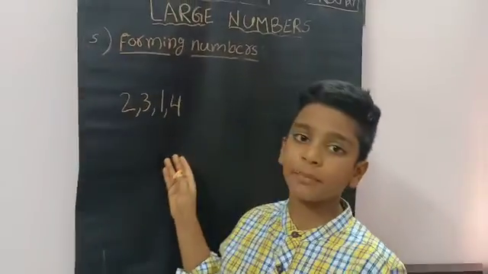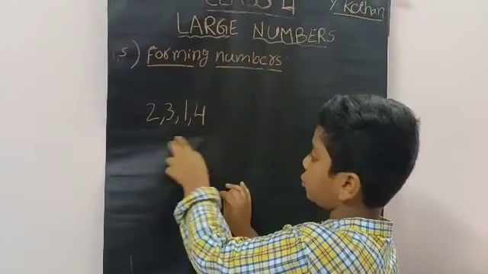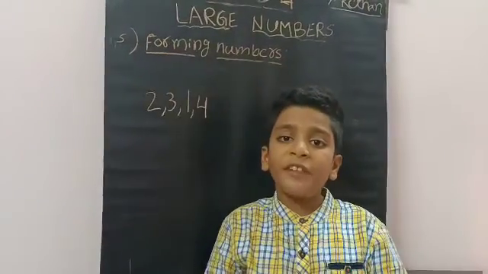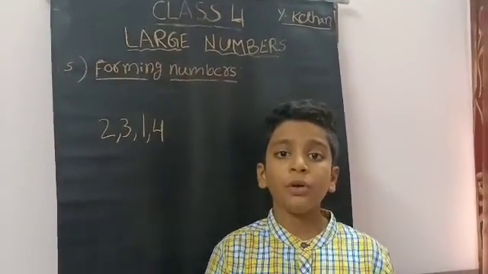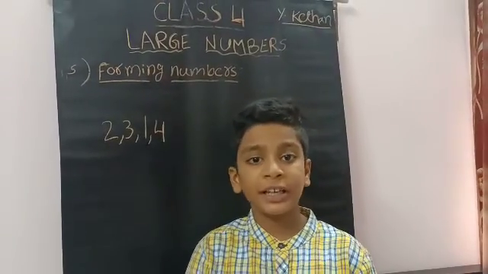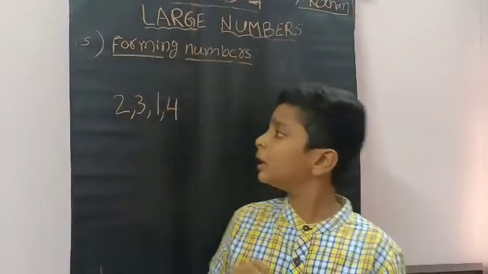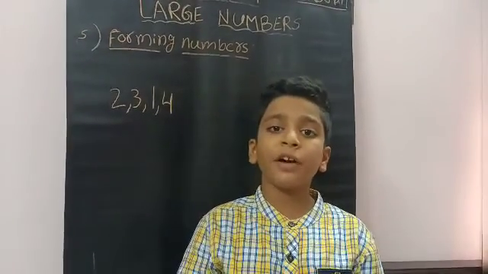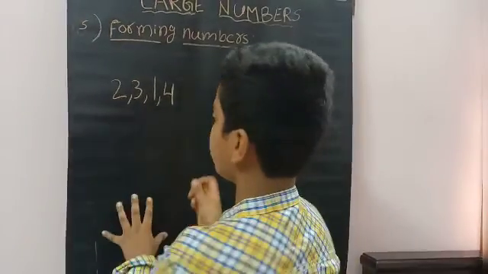Okay, I'll take an example. Here are 4 digits, but I want the smallest 5-digit number and the biggest 5-digit number. Can you do that? Yes, you can do that. But you will think that there are only 4 digits. How can we make a 5-digit smaller and a 5-digit bigger number? Yes, it's possible. I will show you now.